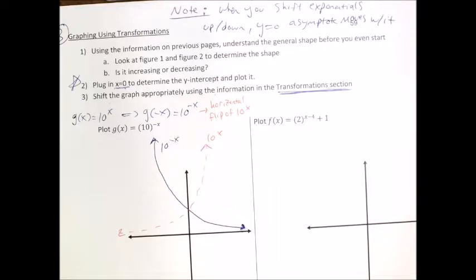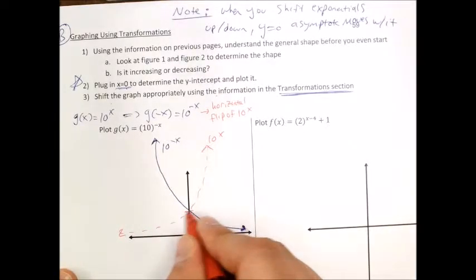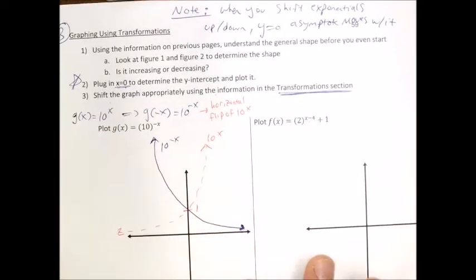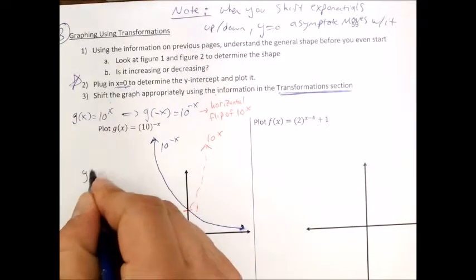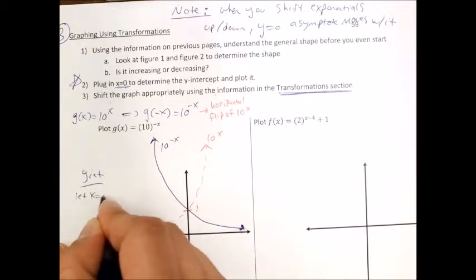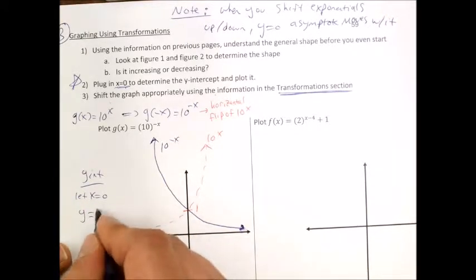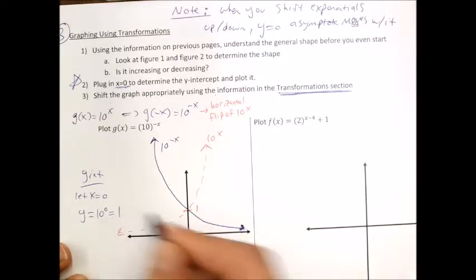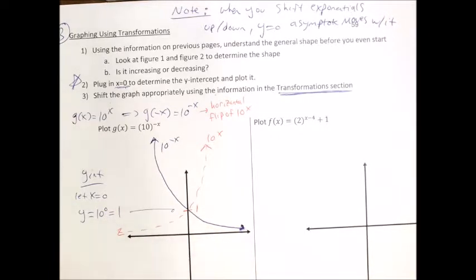And since we didn't move, we just flipped it, so the intercept should stay the same. But just in case we weren't sure about that, we can always double check the y-intercept by plugging in x equals 0. So you get y equals 10 to the 0, which is 1. And so it turns out it does stay at 1, right?